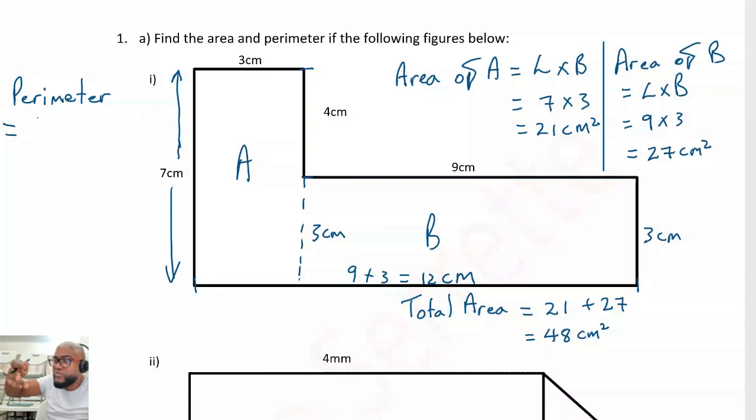Start from one side and move around. Let's go. I start with 7. Right, so 7 plus 3, 3 plus 4 is 7, plus 4 plus 9. I'm just writing it out, right? So 7 plus 3 plus 4 plus 9 plus 3, plus 12, right.